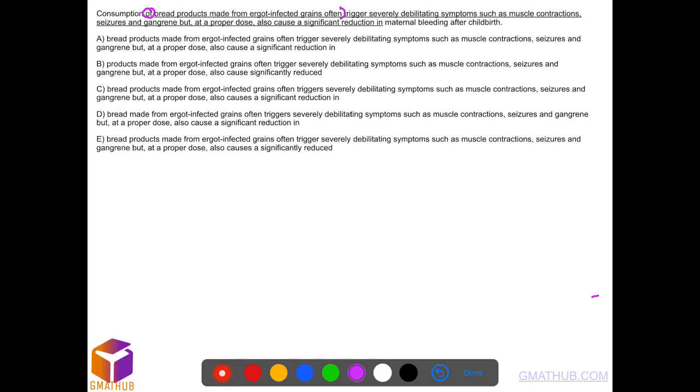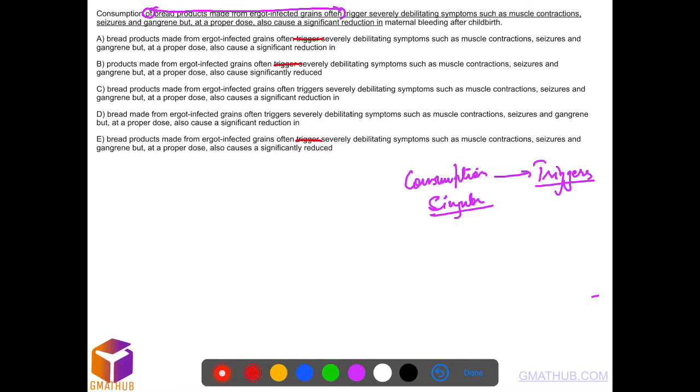Okay, now in this question, again, consumption of... so before "trigger," this is the prepositional phrase, you can eliminate it. So consumption is singular, okay, consumption is singular any which way. So consumption triggers, so "triggers" is the right usage. "Trigger" is out. So 3 options are out because of that.